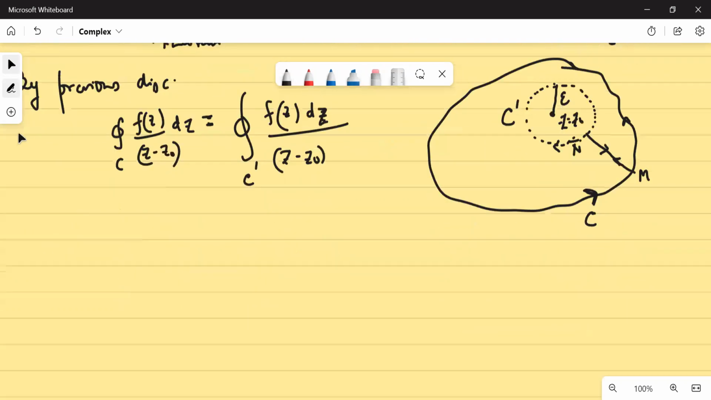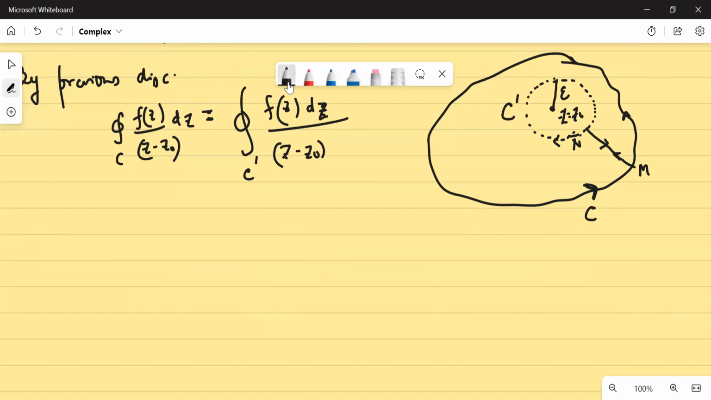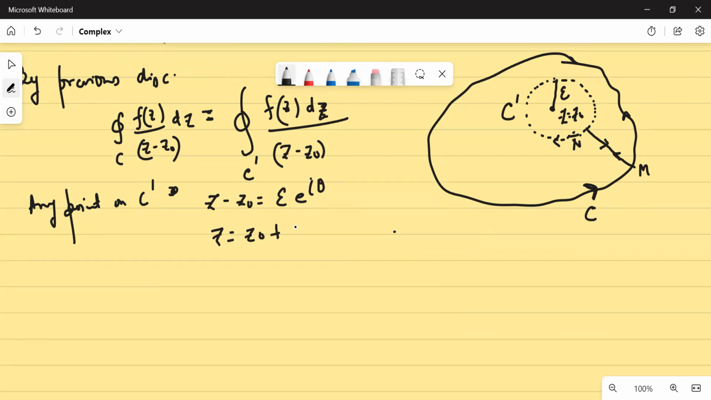Now over C dash you can clearly see that any point on C dash would be equal to what? It will be that z minus z naught is equal to what will come? Epsilon e to the power iota theta. Yes or no? Because it is centered at z naught, any point on the circle C dash will be given by z naught plus epsilon e to the power iota theta. So any point on the circle C dash would be given by this parameter. Yes or no?